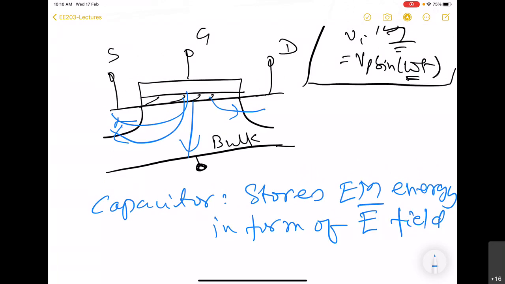So this is one set of electric fields. The second set that you will encounter is at the junctions between N plus and P type. Similarly here, between N plus and P type, you will have electric field. So there will be a set of capacitances defined between these nodes. That means gate and source, gate and drain, and then source and bulk, because source is connected here and this is bulk, and similarly between drain and bulk.